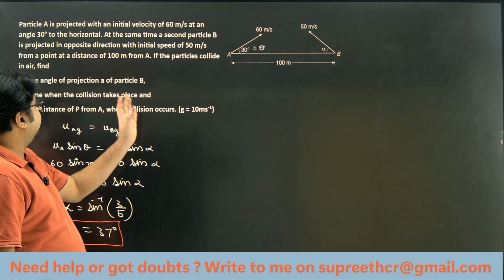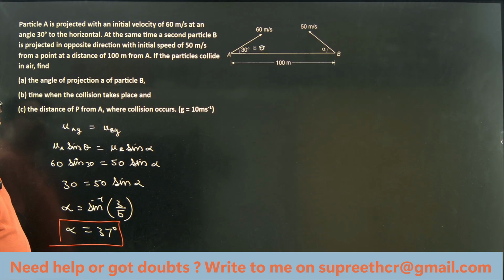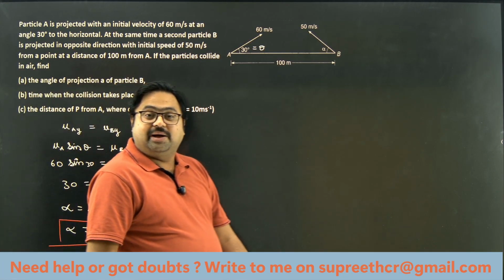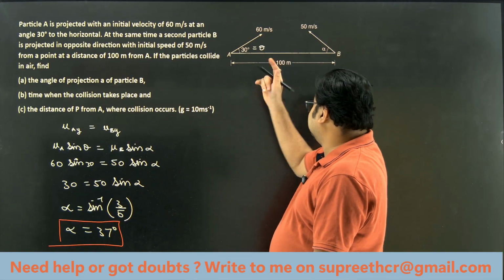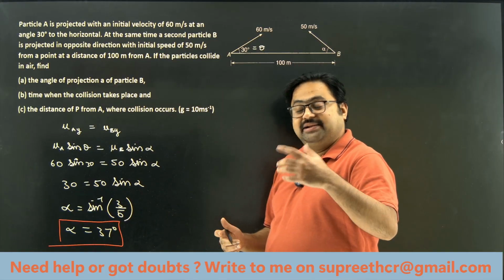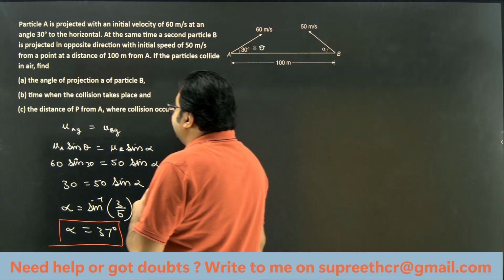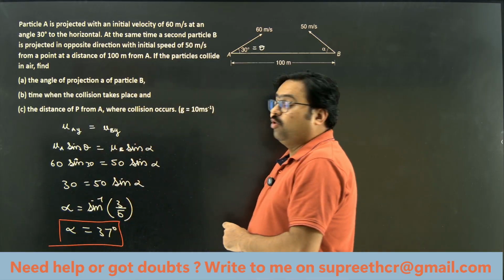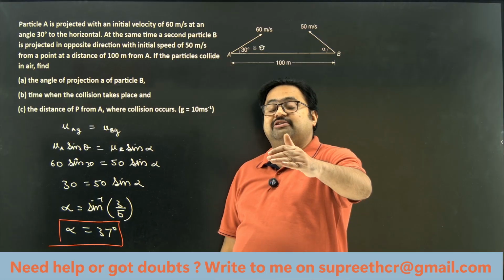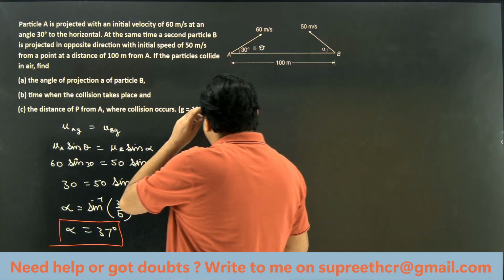I think we've answered the first question: the angle of projection of the second projectile, B projectile, is 37 degrees. Going further, the time at which the collision will take place. We have to calculate the time at which the collision takes place.